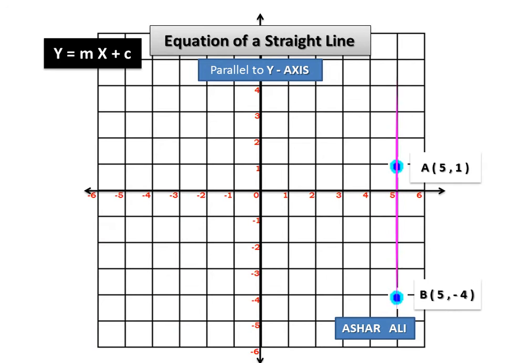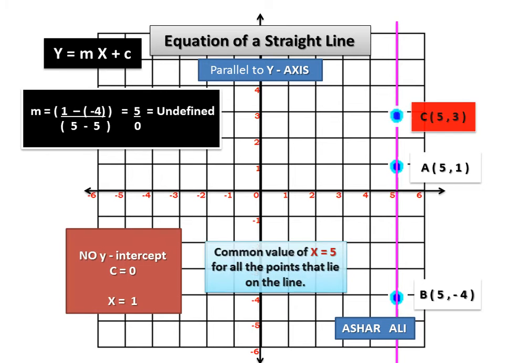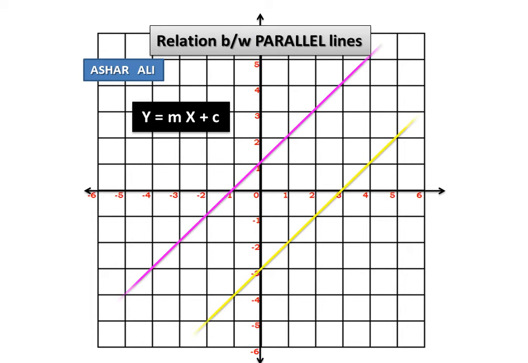Equation of a straight line parallel to the y-axis. Whenever the line is parallel to the y-axis, the gradient is undefined. Therefore, the equation becomes the same as the constant value of x, that is, in this case, x equals 5.